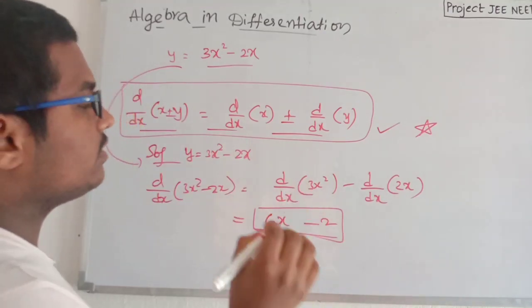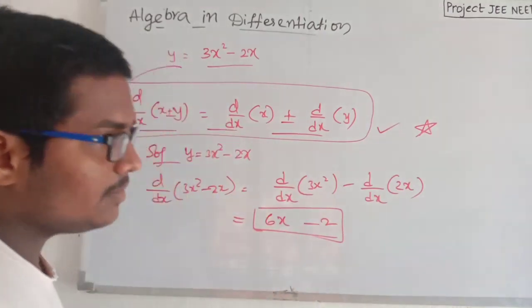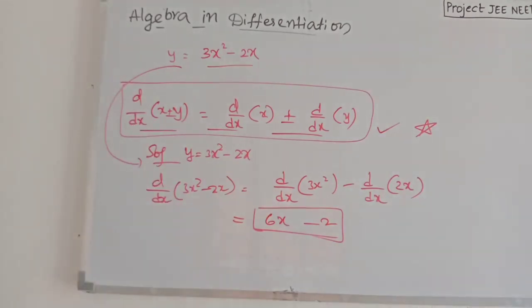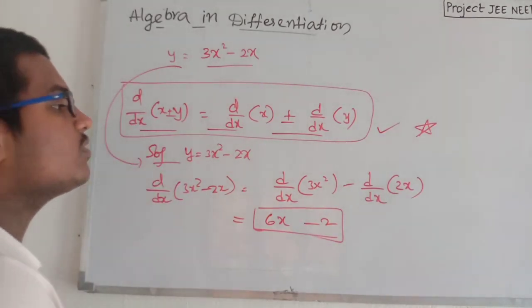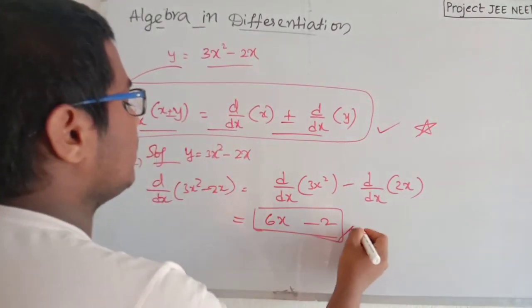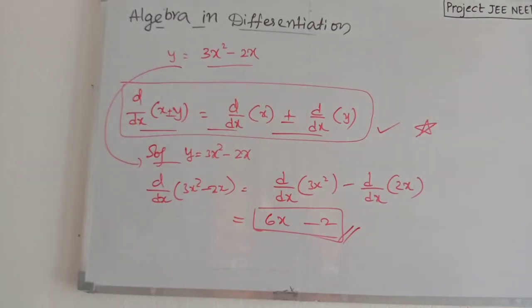By seeing the value of a function given, you have to calculate in your mind what the derivative of the function given is. That will be helpful if you learn by practicing more and more problems. 6x minus 2 is the final answer of that given function.